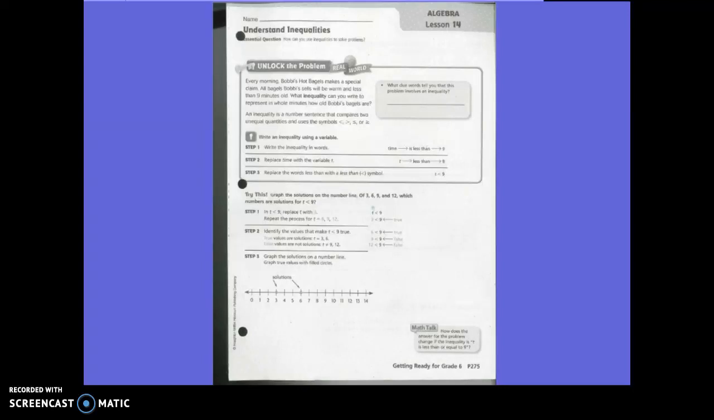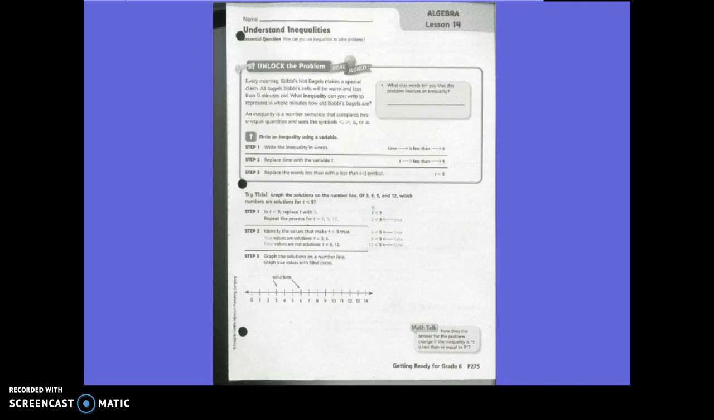Okay, we're looking at getting ready for 6th grade lesson 14, understanding inequalities. What does an equality mean? It's the same. So what would inequality mean? Not the same. Okay. So how can you use inequalities to solve the problem?